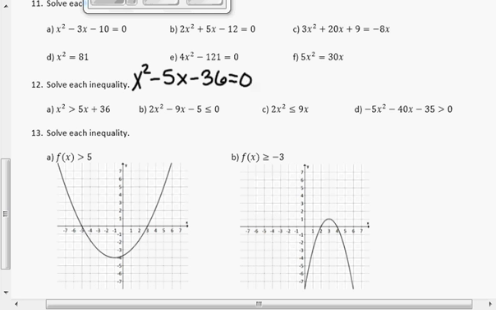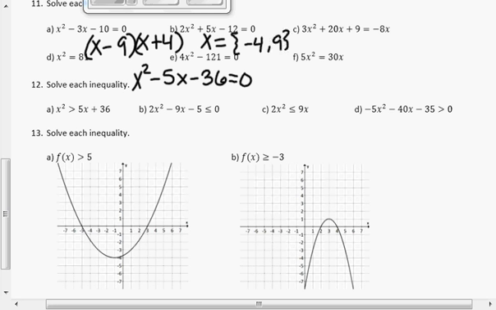Factor it out. What times what gives me x squared? And it's x and x. What are my factors of 36 that subtract to give me 5? And it's 9 and 4. So we're going to have a 9 and a 4. Which one has to be negative to keep my 5x negative? The 9. So our solutions are going to be x equals negative 4 and positive 9.